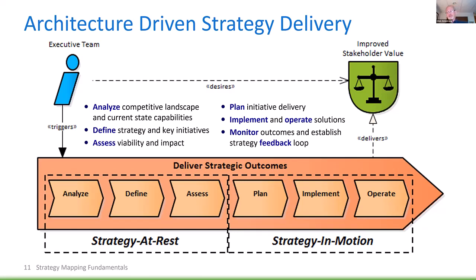It's not until we get to the second half of the value stream, strategy in motion, where we're actually starting to do planning of individual projects that are in the portfolio and how they're contributing to the overall strategic outcomes. And then we start developing solutions. Most initiatives in today's world have some component, if not a huge significant component, for IT. So implement is where we would have business and IT development activities. And then once those solutions are created and deployed, we need to operate those solutions.